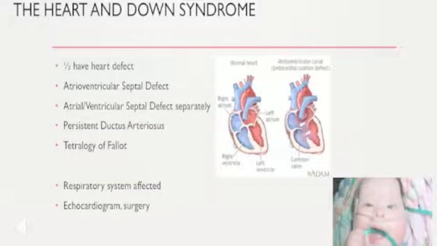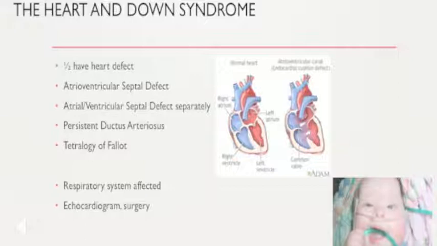The heart and Down syndrome. Heart abnormalities are very common with Down syndrome. 40 to 50% are born with problems. We'll talk about the most common types. The first is the atrioventricular septal defect. This is when there is passing of blood between the atriums and the ventricles. These also can occur separately, with just an atrial septal defect or a ventricular septal defect.